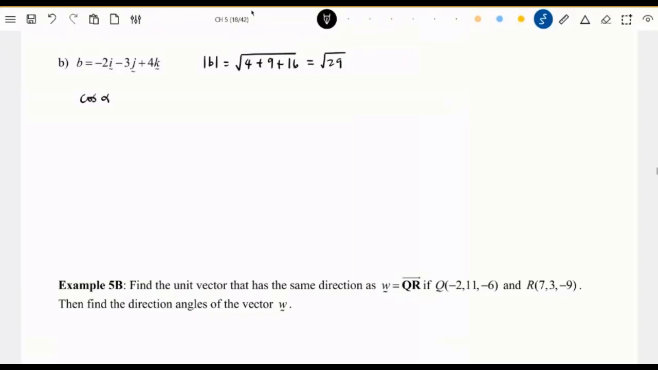So, cos alpha sama dengan berapa? Negative 2 over square root 29. Good. Cos beta? Negative 3 over square root 29. Okay. And then last one, cos gamma? 4 over square root 29. Okay, untuk square root 29 ni, kalau kamu dapat dia boleh simplify, then simplify. So that dekat kamu punya cos alpha, beta dengan gamma ni boleh simplify juga. Tapi kalau tak boleh simplify, then leave it like that.